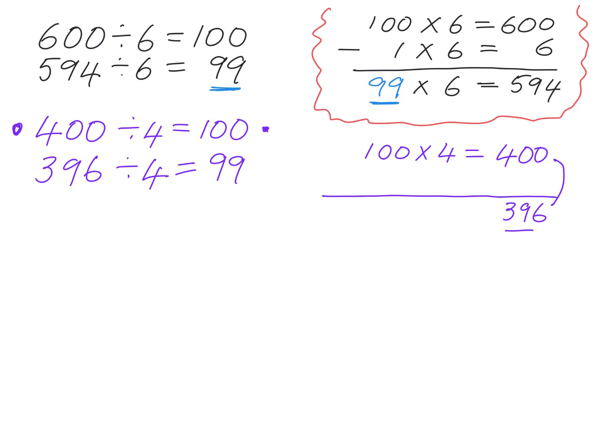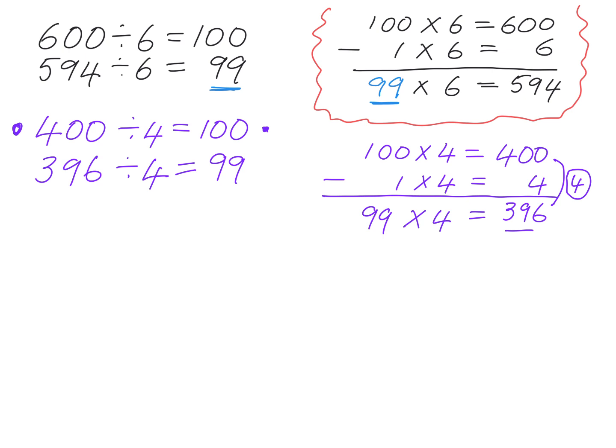So there's 4 difference between 396 and 400. So that's one group of 4. So if we take away one group of 4, equals 4. 100 minus 1 is 99. 100 groups of 4 minus one group of 4 is 99 groups of 4, which gives us 396.